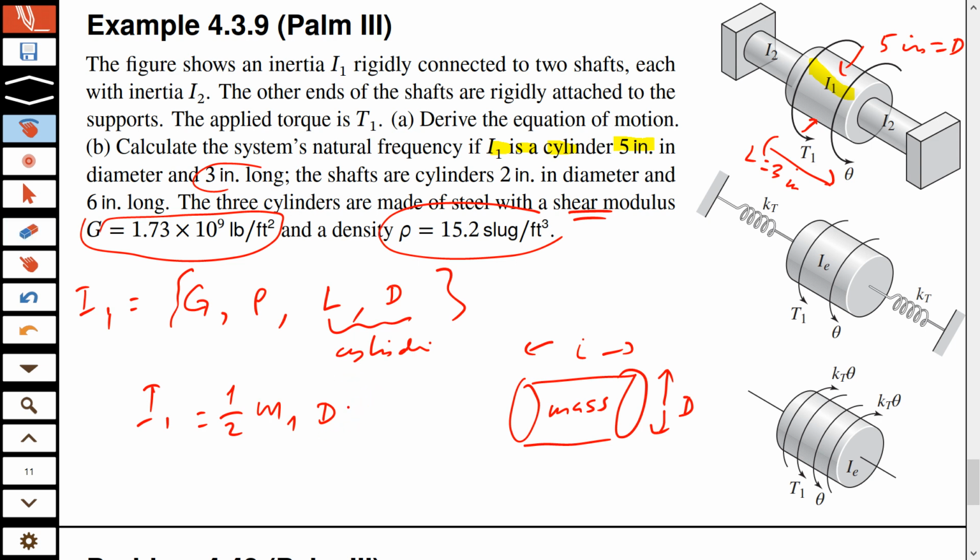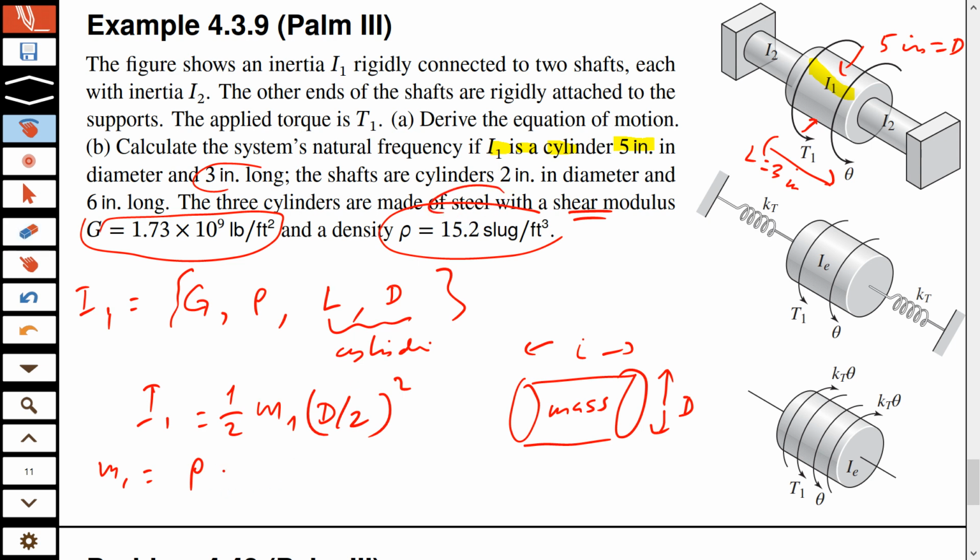No, square of the radius. So d by 2 squared. Sorry, yeah, d by 2 squared, because radius is d by 2. Now, what is m1? m1 is density times, I'm using the same density because they all have the same material. Okay, they are all made of steel.